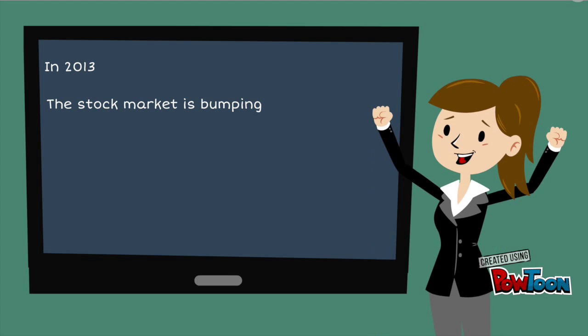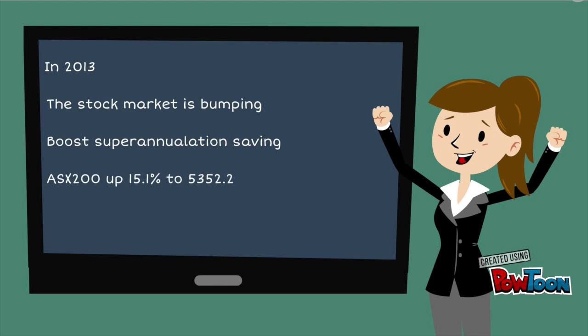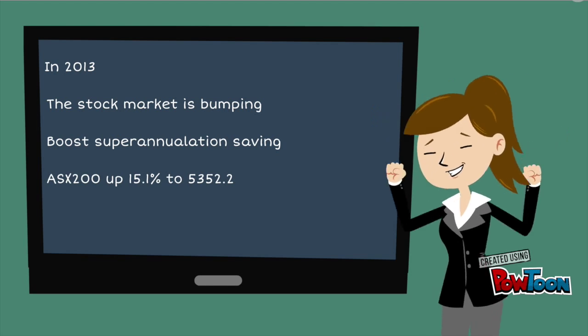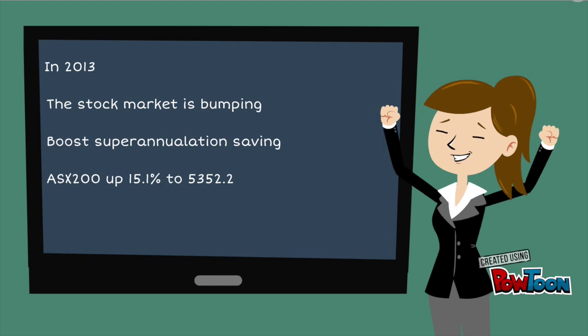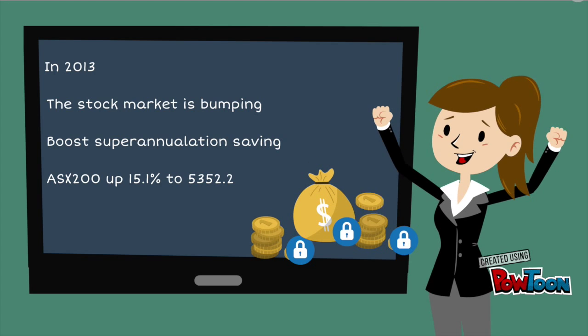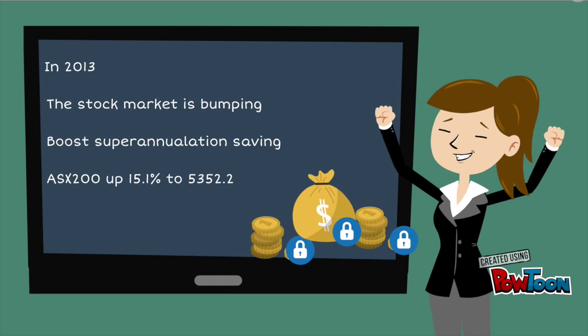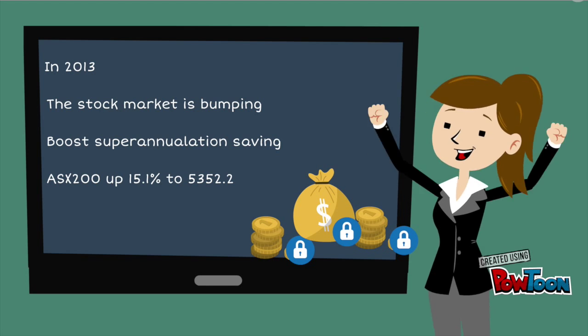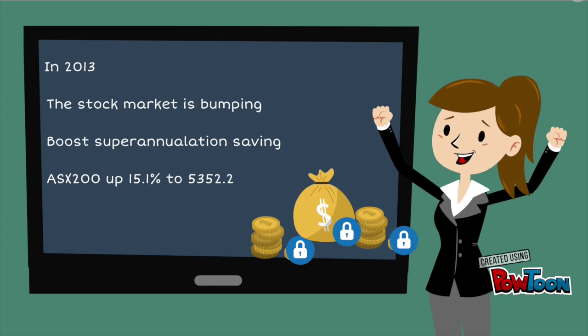Furthermore, 2013 was a bumper year for stock market returns. In a boost to workers' superannuation savings, the stock market's key ASX 100 index increased 15.1% this year to 5,352.2 after ending the final session of trading today down 46 points.